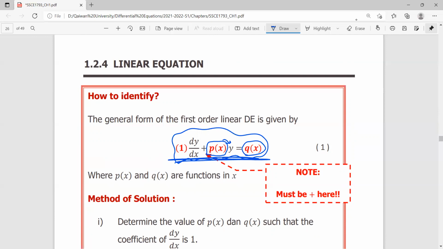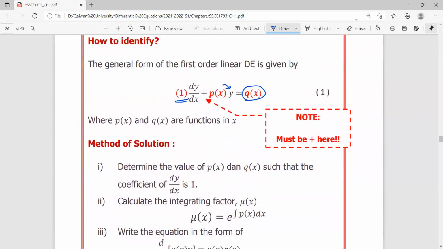But here, this sign is positive. That means if it's negative, that belongs to p of x. Again, p of x. And here the coefficient of dy by dx must be 1. The coefficient of dy by dx must be 1.